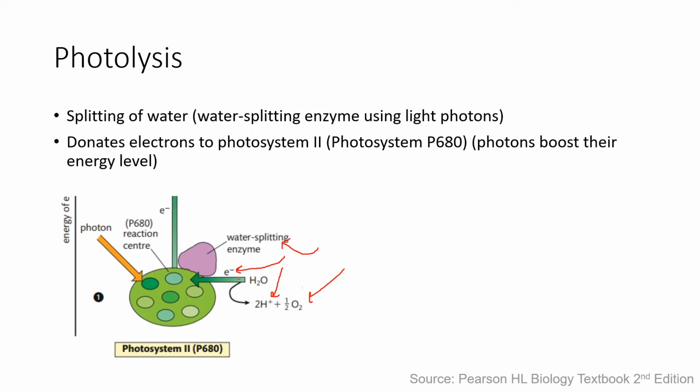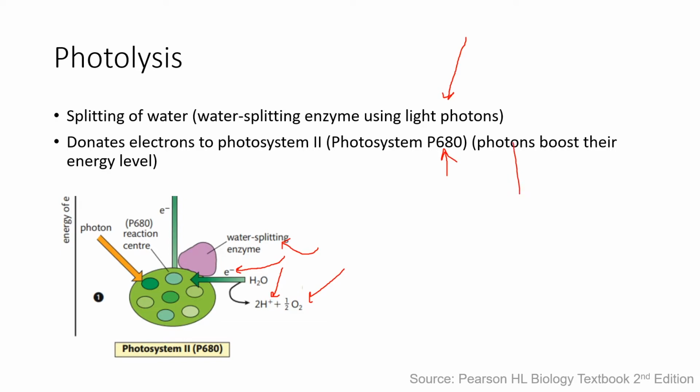Now, this entire process of the water splitting enzyme is driven by light photons, hence why this is called the light-dependent reaction. It will not occur in the absence of light. So, using light photons, the water splitting enzyme splits water into 2 hydrogen ions, half an oxygen, and electrons. And the electrons are donated to photosystem 2, which is also known as P680.